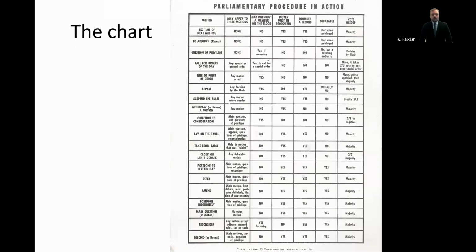Here is the chart. This is something I was gifted from my old club, Carlingwood Toastmasters, as they were clearing out some of their old documents. This happened to be one of the original documents from when that club chartered in the early 1960s. This shows all of the different motions that we would have to consider in a Toastmasters environment.